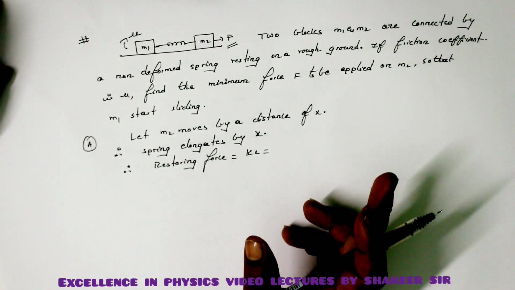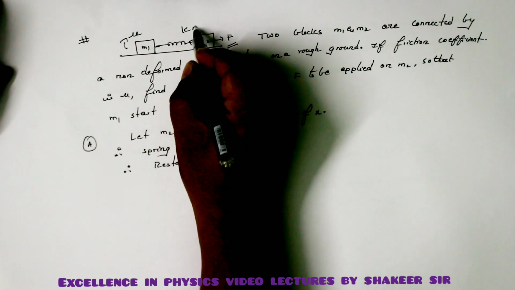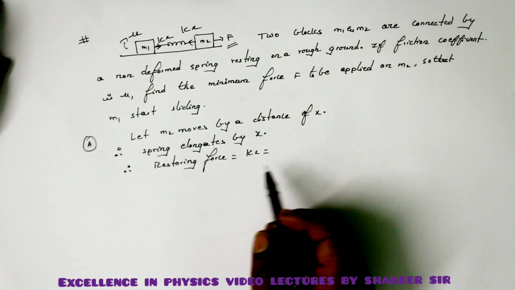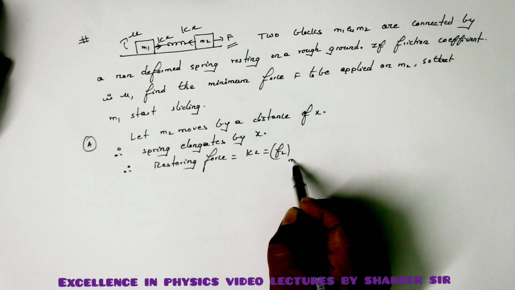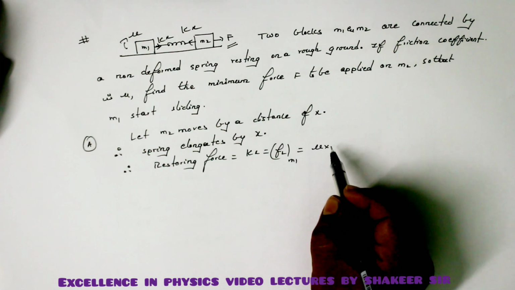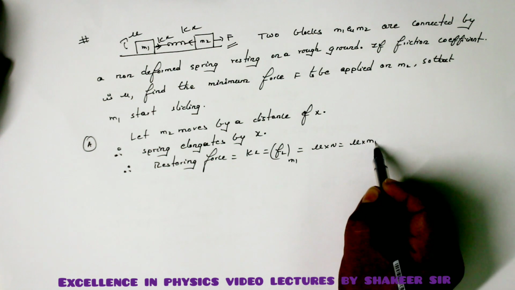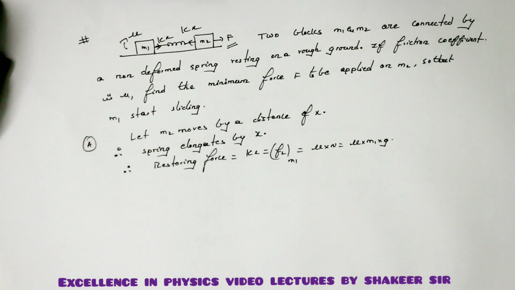applies equal amount of force on both sides also. So here also a force of Kx is applied, here also a force of Kx is applied, and this Kx should be equal to the limiting friction which is acting on mass M1. So limiting friction we know it is equal to mu into N. So in this condition it is mu into M1 into g. So up to here we got the relation.